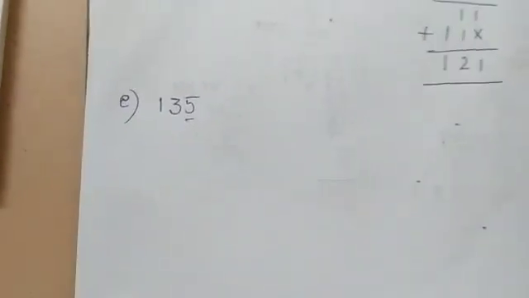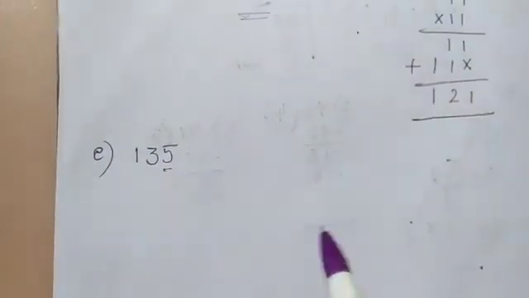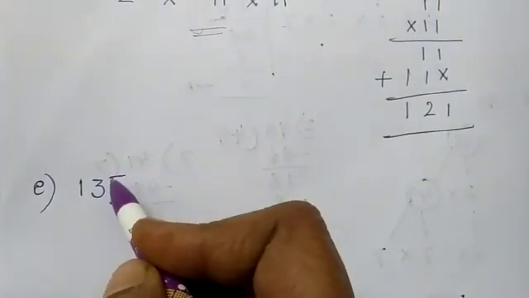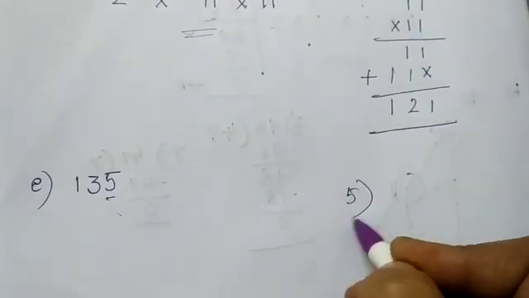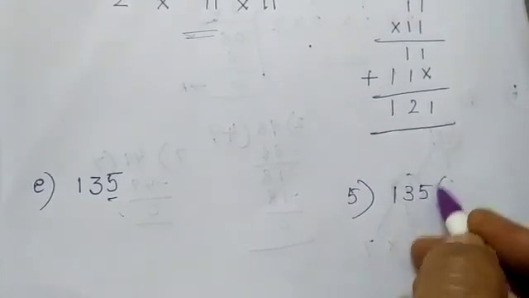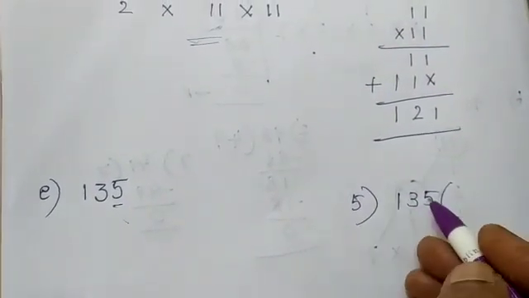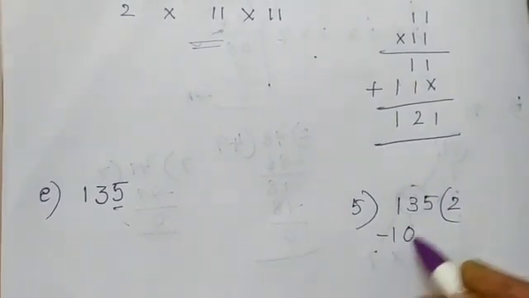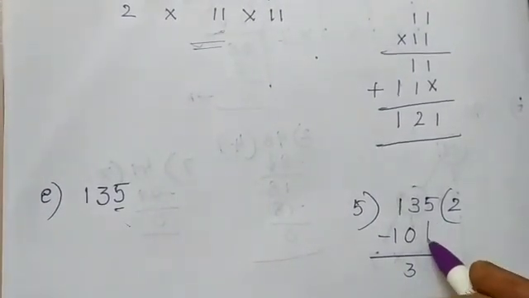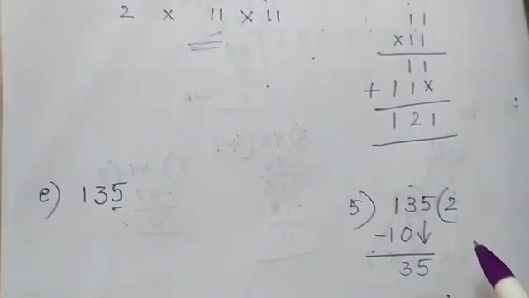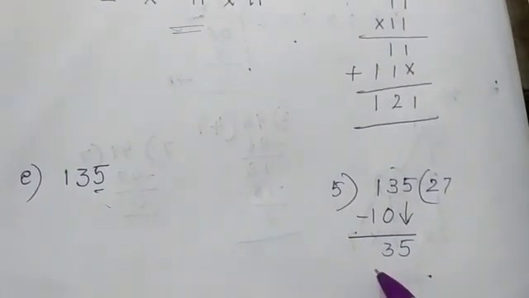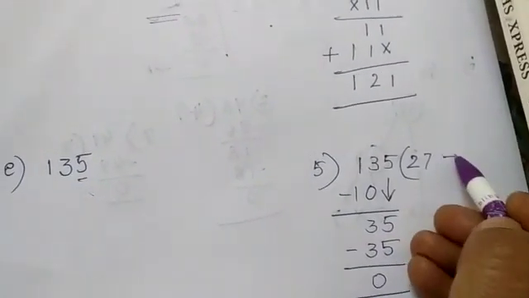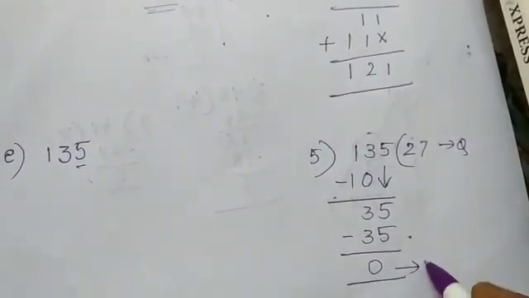What is the divisibility rule of 5? A number is divisible by 5 if the digit in its ones place is 0 or 5. Here 5 is there, so we can divide this number, 135, by 5. In the 5 table, 13 goes how many times? 2 times, 10. 3 minus 0, 3. Next bring down 5. 35 goes how many times? 7 times. 35 minus 35 is 0. This is the quotient and this is the remainder.